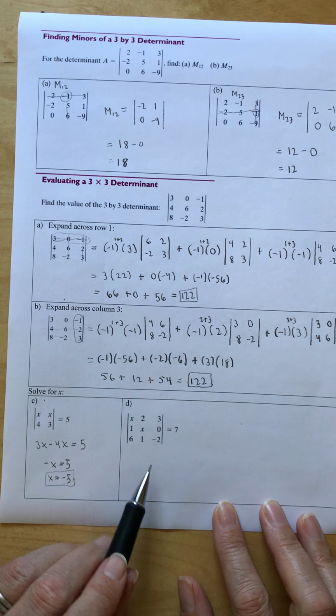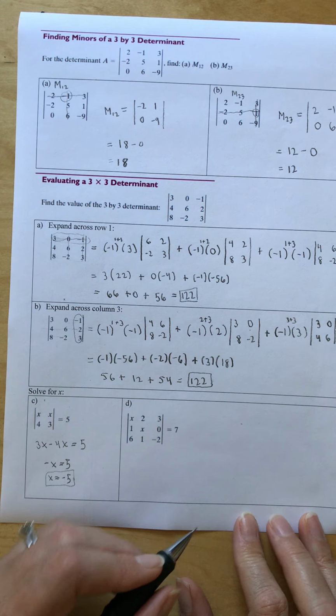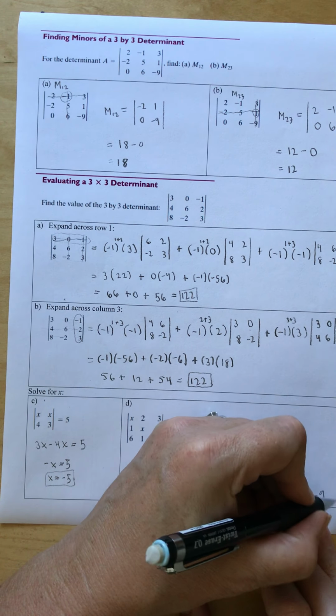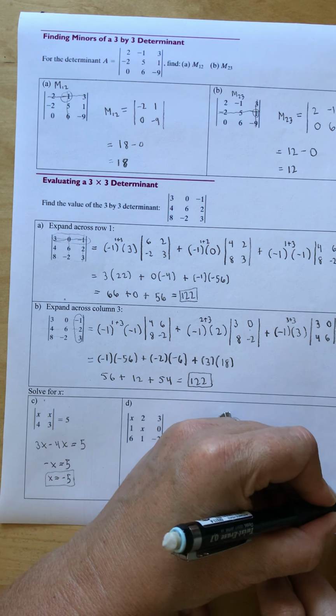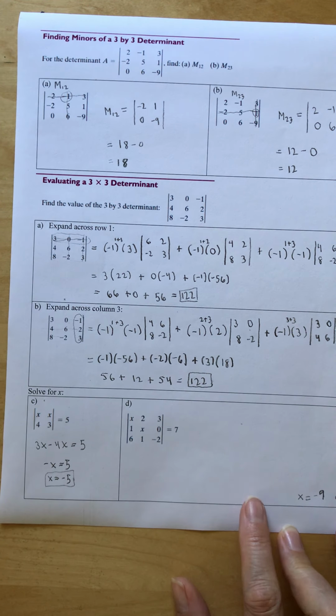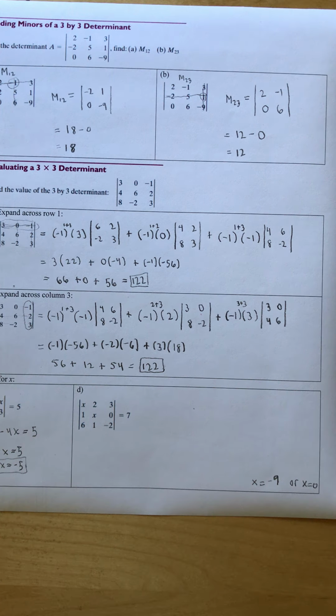Solving this one, you have to set up all of this here, and after you solve it, you should end up with x equals negative 9 or x equals 0. And I will post the solution to this, but not take the time to put it in the video.